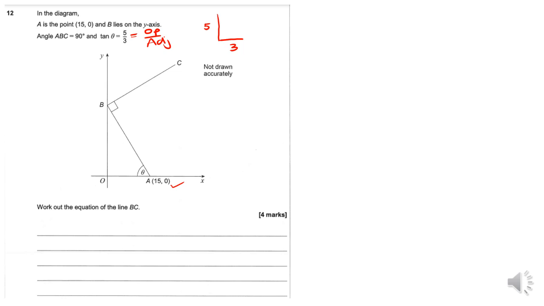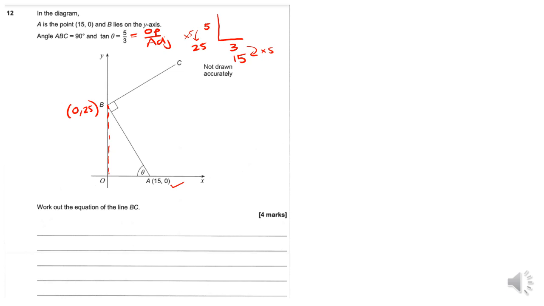But look, the adjacent isn't 3. The adjacent is actually 15, if you think about it. So that's been multiplied by 5, which means that this would be multiplied by 5 to give 25. So this length here must be 25. So the coordinates of B, therefore, are 0, 25, which is going to be really, really useful, okay?